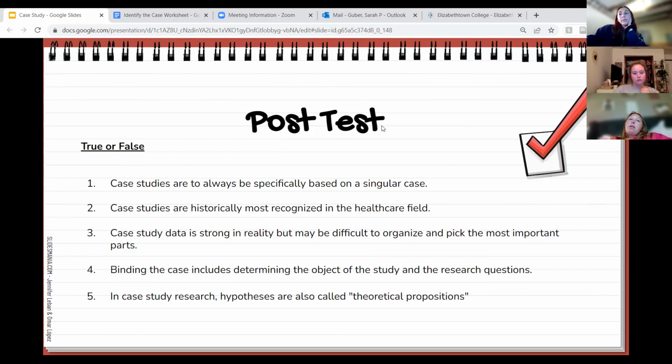Now I'm going to go over the answers if you want to follow along. Number 1 was false. 2 was false. 3, true. 4, false. 5, true.